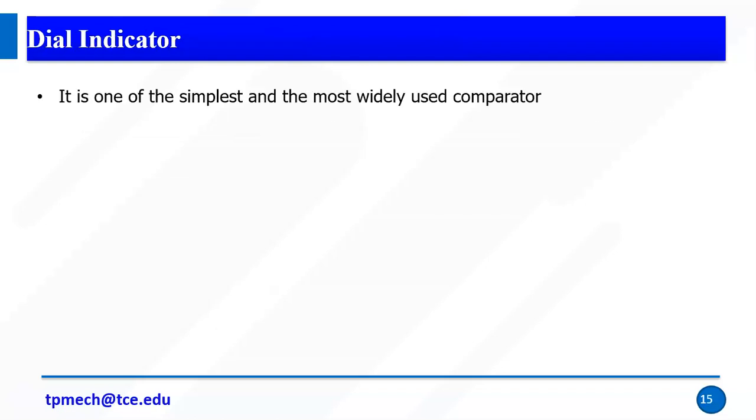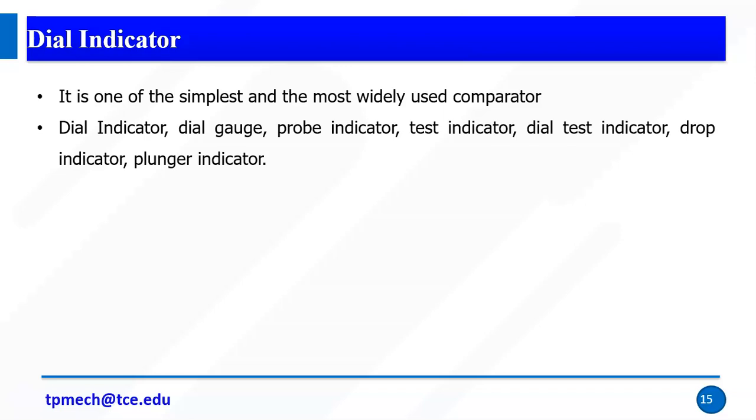Right. So the dial indicator is one of the very simplest and most widely used comparators. It is used for many applications, and it acts as a construction for many devices. Like if you want to measure an angle, you can use a sine bar or sine center, where you need to use a dial indicator to check whether the surface is flat, and all those things.